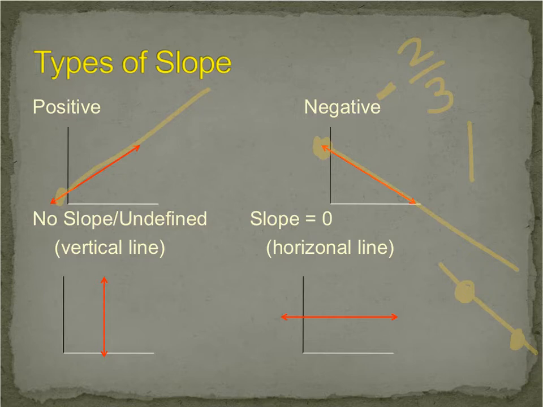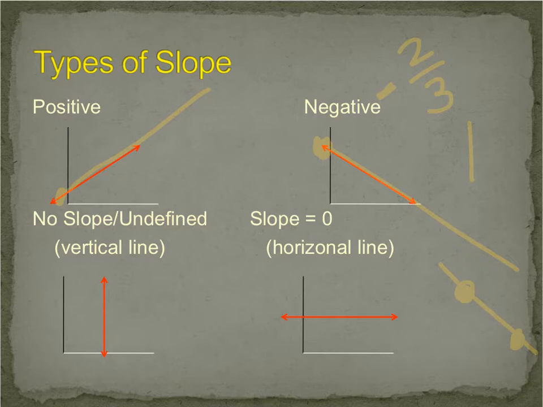A horizontal line, what's a horizontal line that I'm standing on right now? The floor. Can I walk left and right? Yes. But as I'm walking left and right, am I going up at all? Am I going down? No, it's just staying constant. It's not moving up. It's not moving down. It's just constant. It's zero. So a horizontal line, left to right, has zero slope. A vertical line, up and down. Can you walk up and down a vertical line? No, it's impossible.